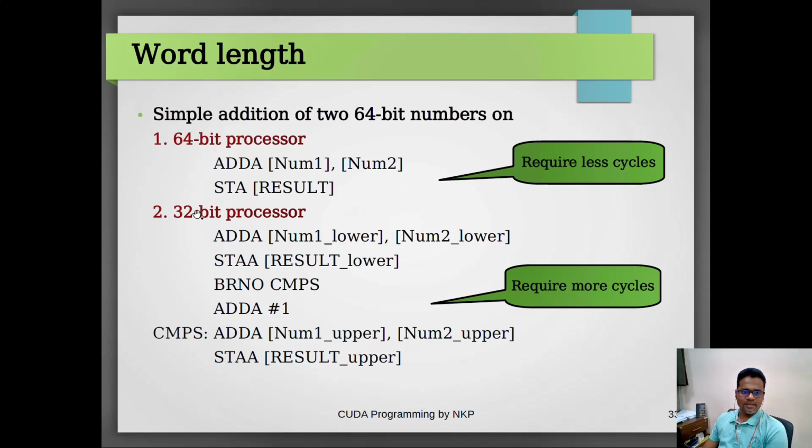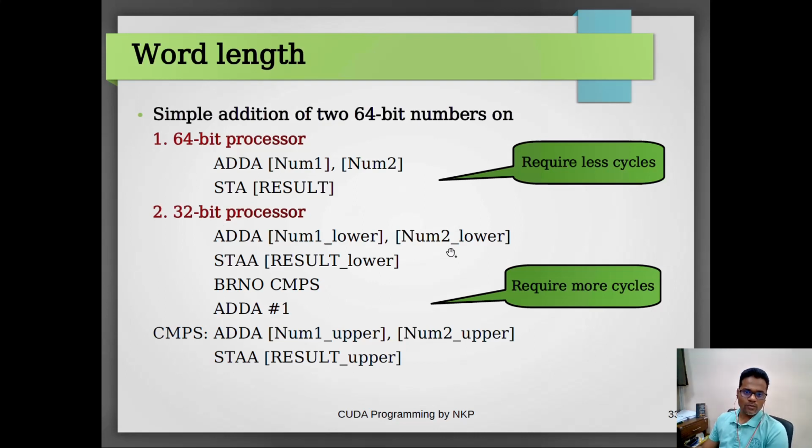But if I have a 32-bit processor and I want to perform a 64-bit addition on it, first of all I have to perform the least significant 32-bit addition. Once that addition is completed, then I'll perform the most significant addition. So the operation is divided into two tasks: lower 32-bit addition followed by upper 32-bit addition.